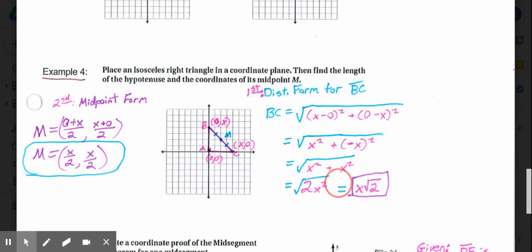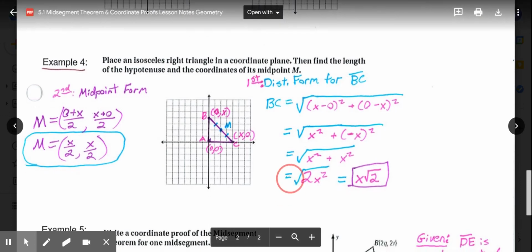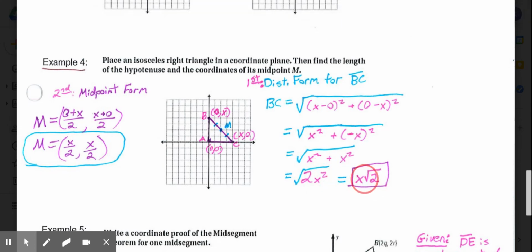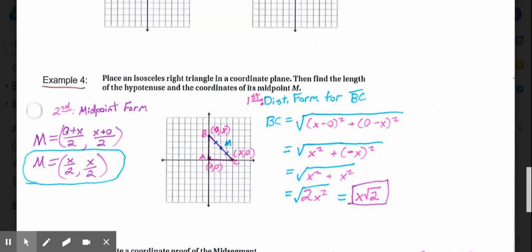And this answer is also equivalent, going back to the algebra days. We can factor out the x squared that gets square rooted, and that's just x square roots of 2, because we can't simplify the square root of 2. I would take this answer or this answer for the length. So for the midpoint, you use the midpoint formula. For the length, you use the distance formula.